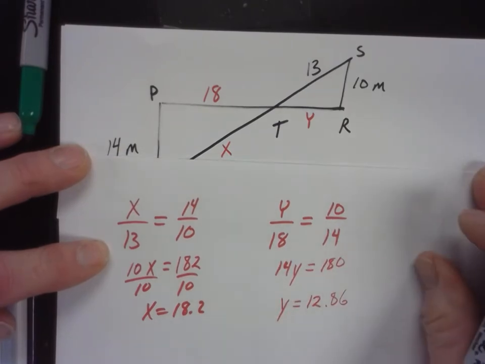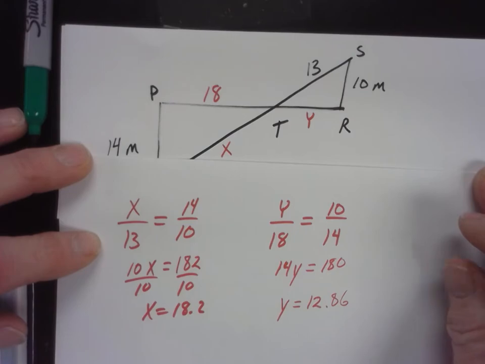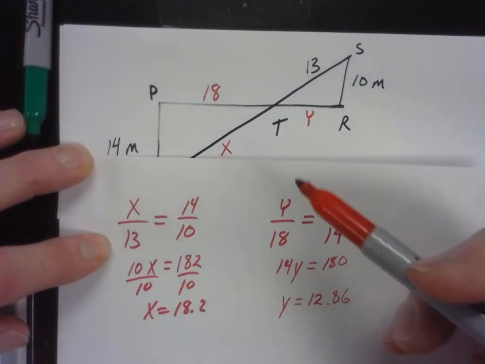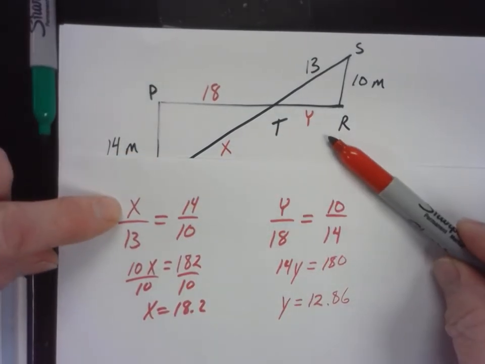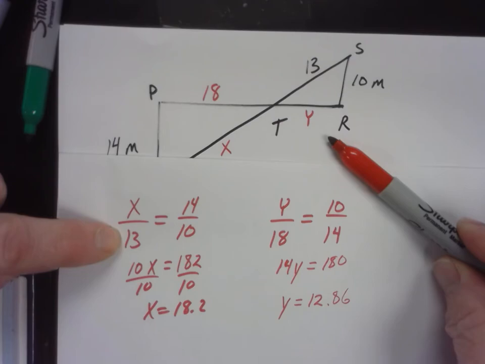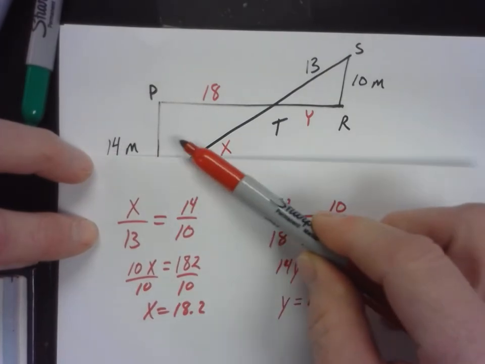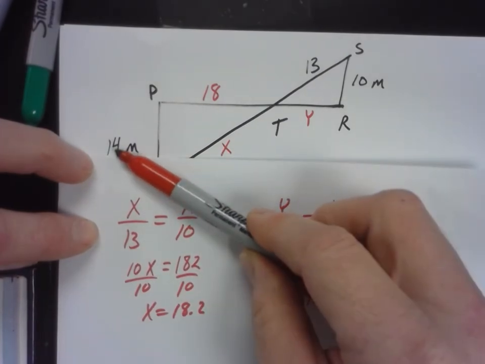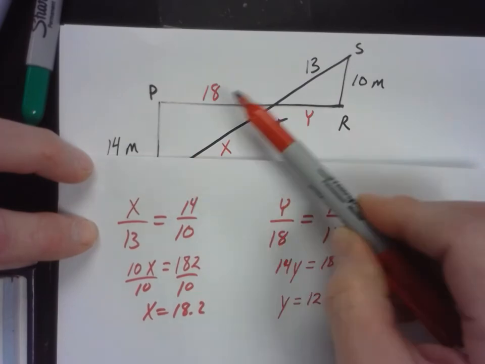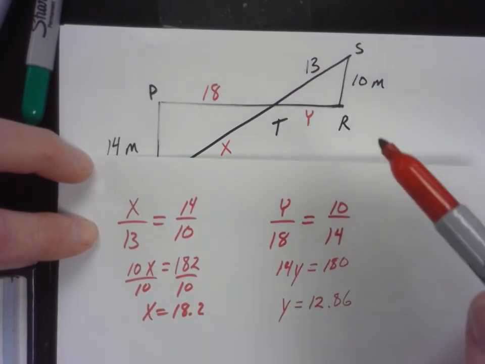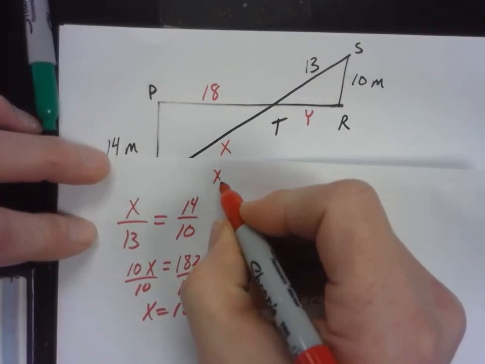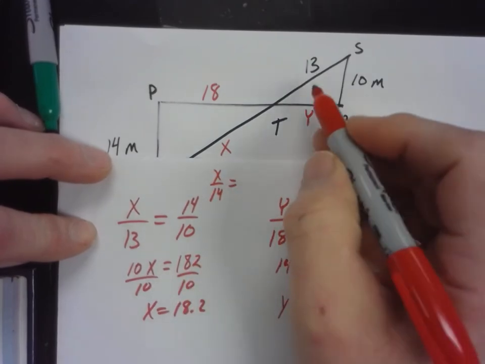Are you guys agreeing with me? Did you all set up your proportions the same way as I did? Did you all start x over 13? No? Okay, did you go x over 14? Anybody do x over 14? I think we could do that. We could say x over 14 equals, what would x over 14 equal, guys? X over 14 would equal 13 over 10.